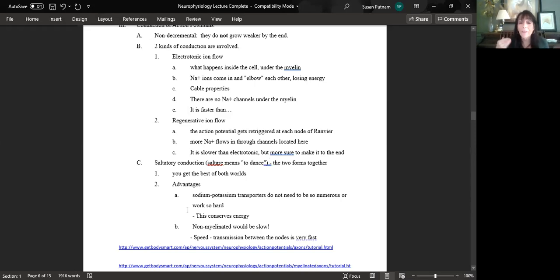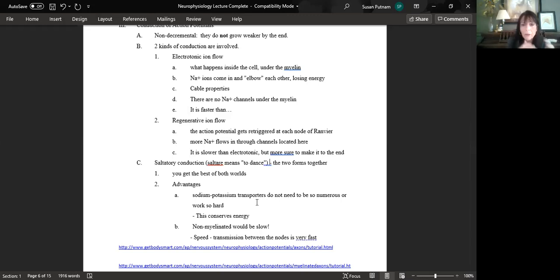And again, the advantages are you don't have to have so many sodium potassium transporters, okay? Remember those sodium and potassium pumps. And you don't need so many, nor do they have to work so hard. And this conserves energy. Non-myelinated axons would be slow.